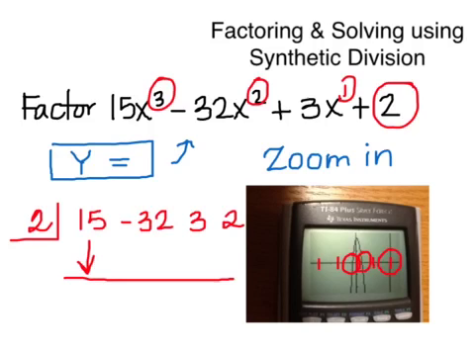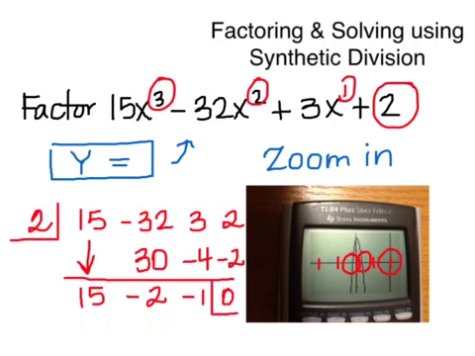We drop the first term down. We multiply 2 times 15 and put the answer there. We add down, and then we multiply 2 times -2 and put the answer there. Then we add down, then we do 2 times -1 and put the answer there. Then when we add down on that last step, we do get 0. That's good because that means that 2 is definitely an x-intercept. It's definitely a 0 of the function.